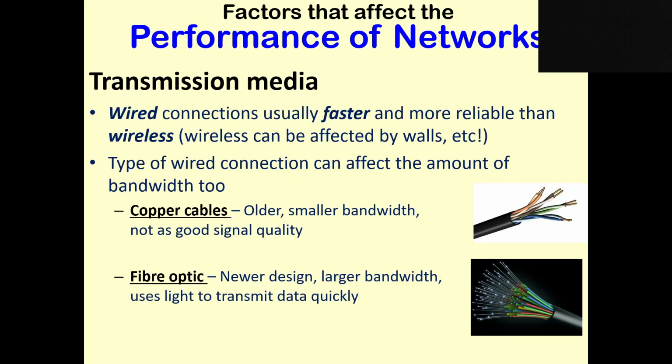The media, the actual hardware itself that's being used to transmit the data on. Is it wired or wireless? Remember, wired is generally faster than wireless, but even with wired connections, it depends if they're using copper cables, which are older and have smaller bandwidth, or are they using more modern cables like Ethernet and fiber optic, which have a larger bandwidth and transmit faster.